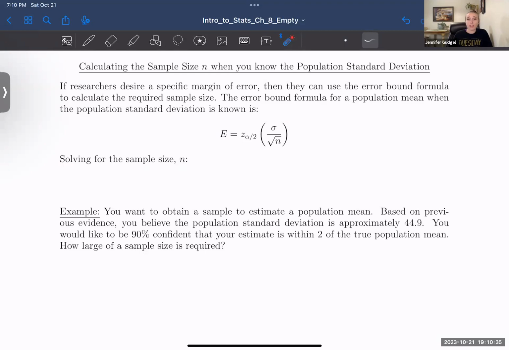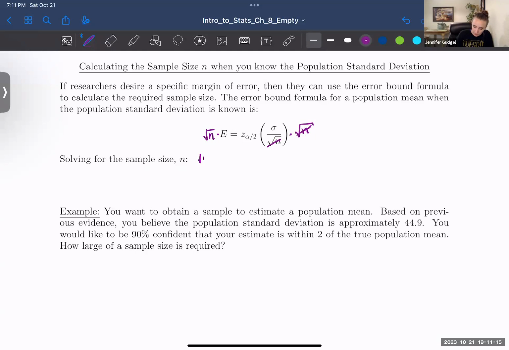If I were to rearrange this, again, if you're not an algebra person, that's okay. You can just write down the final result. But if we want to solve for n, get the sample size alone, we have a few things that we need to do. There's a lot of different orders in which I could do this. I'll multiply both sides by the square root of n. That's going to move it to the other side, right? I'm trying to get n alone here.